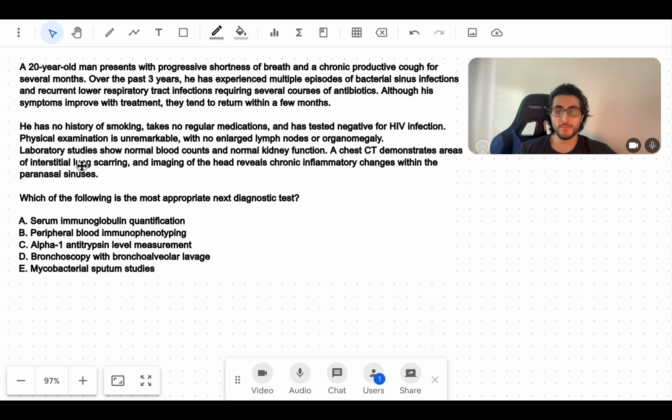D, bronchoscopy with bronchoalveolar lavage. This could be used to potentially diagnose very general lung diseases such as pneumonia, but recurrent sinopulmonary infections and other symptoms we are seeing here really point at some sort of immunodeficiency. So I'm not going to go with D. E, mycobacterial sputum studies. This could be used to detect for bacterial pneumonia, but that doesn't explain the sinus infections. And I'm not going to go with E.